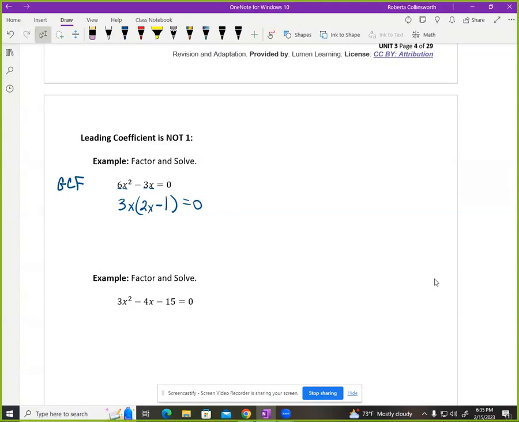So I have two linear factors here. When you don't have a number here that's non-zero, then you end up with 3 times x, or a number times x, and then a linear factor. I'm going to set them both equal to 0. I'm going to divide both sides by 3. Here I'm going to add 1 on both sides and divide both sides by 2.